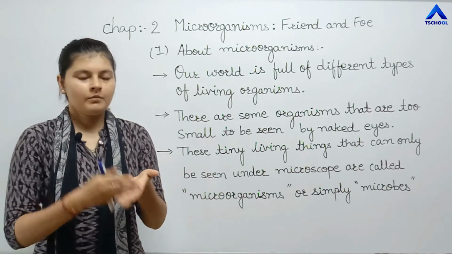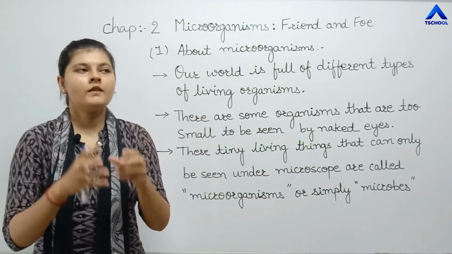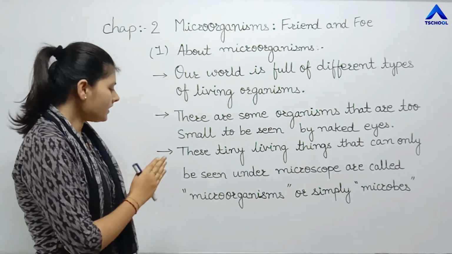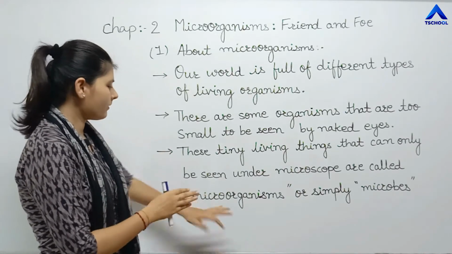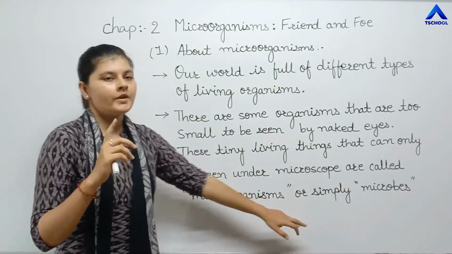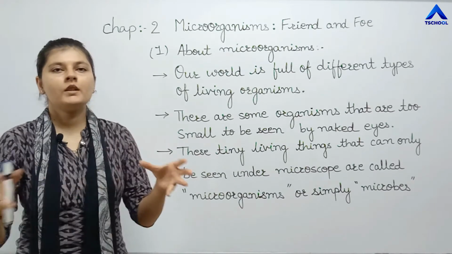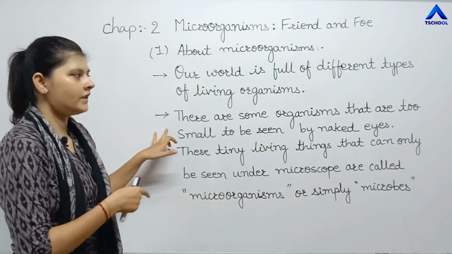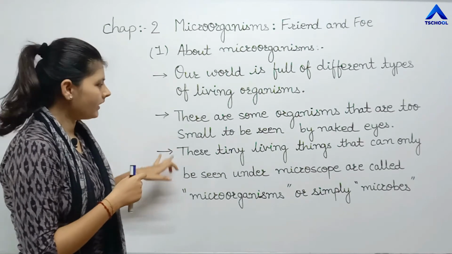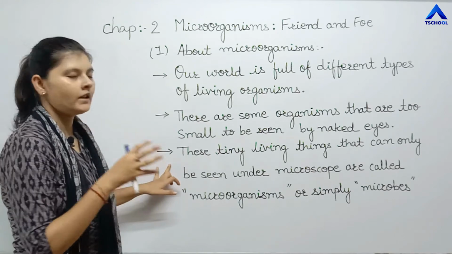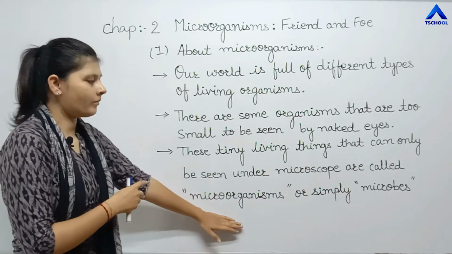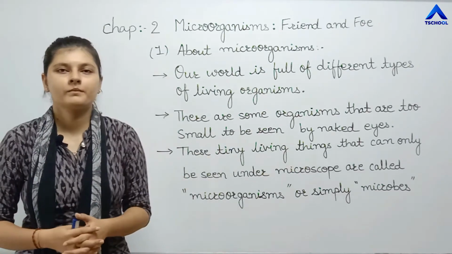So the thing is that microorganisms cannot be seen with your naked eye, and the next thing is you can see them only and only under the microscope. So these types of living organisms are called microorganisms, or simply you can call them microbes. So what are microorganisms? Now we are clear that these are organisms that cannot be seen by your naked eyes, and they are that much tiny that you can only see them under the microscope. So that is the reason that you call them microorganisms or microbes.